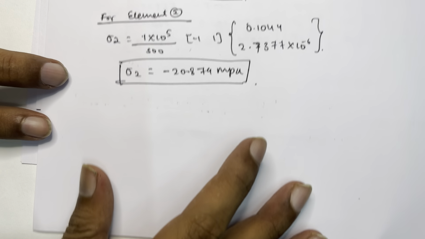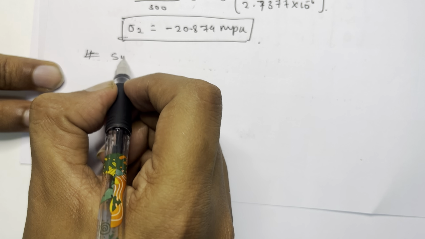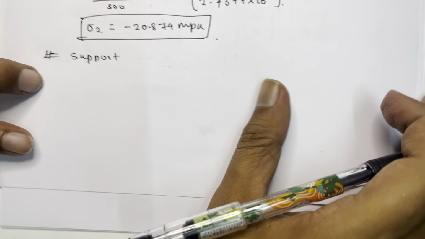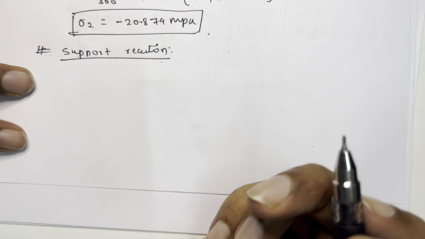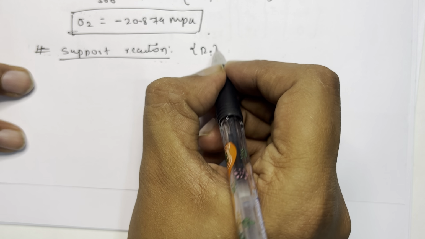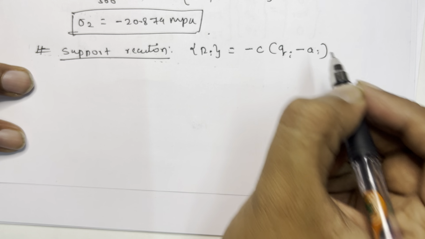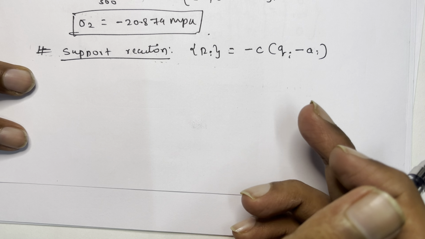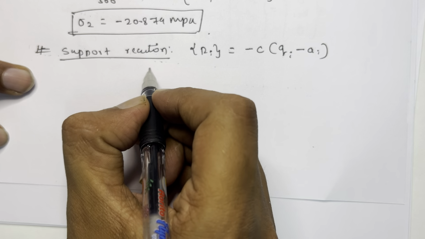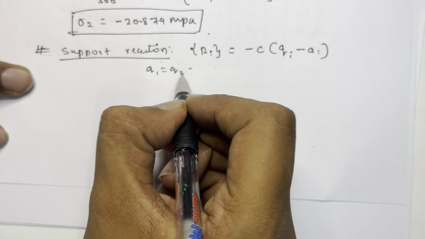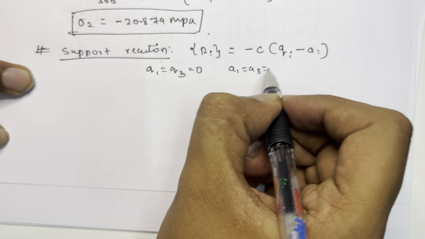Okay, similarly, support reaction, we have the formula Ri is equal to minus C Qi minus Ai. Here we have two fixed ends, so we have to calculate reaction at node 1 and node 3, and also we know that Q1 is equal to Q1 and Q3 is equal to 0, so obviously A1 and A3 is equal to 0.